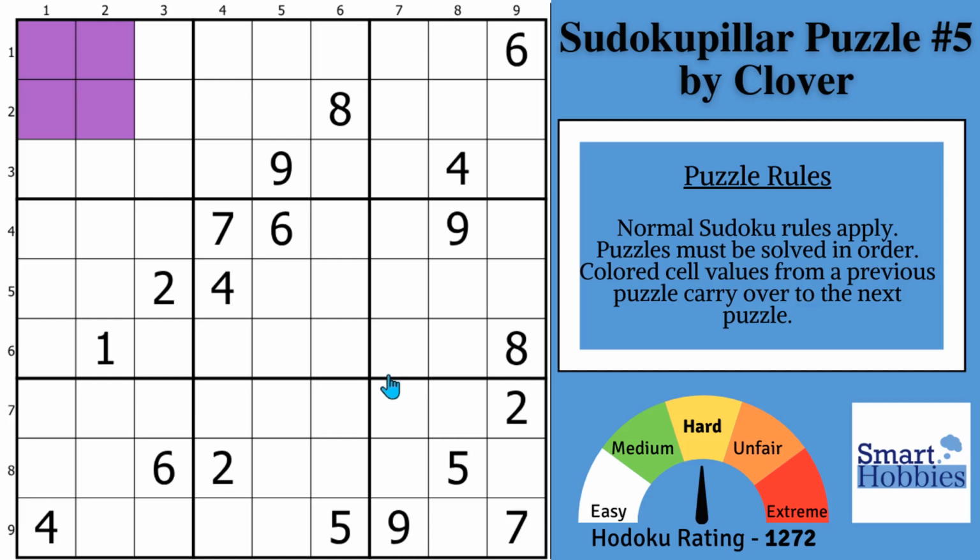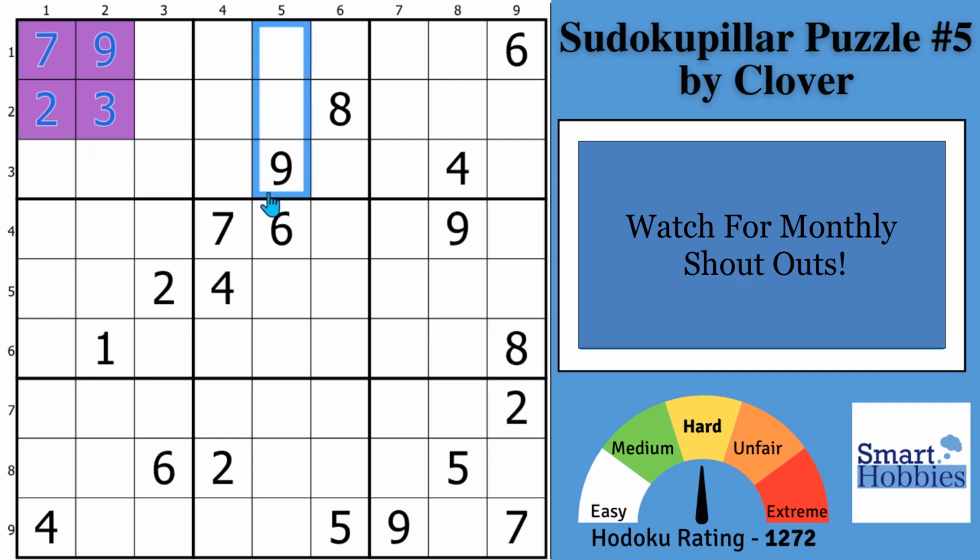I will show you how to solve Puzzle 5 from Clover's Sudoku Pillar, which contains not one, but two advanced strategies. From Puzzle 4, you got the digits 7, 9, 2, and 3 in these purple cells. Now help us complete this final puzzle. Click below if you want to give this puzzle a go.